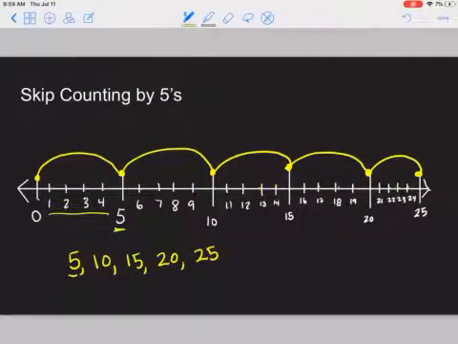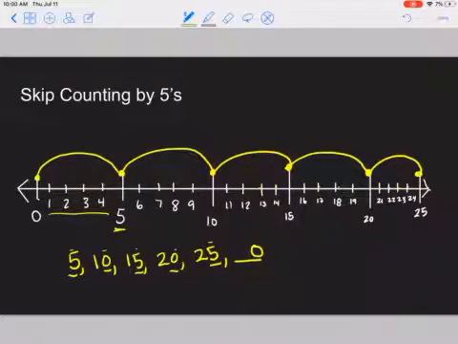We have 5 in the ones place, 0 in the ones place for 10, 5 in the ones place for 15, 0 in the ones place for 20, 5 in the ones place for 25. What's your prediction about what would be in the ones place in the next number? We have a 5, a 0, a 5, a 0, a 5. That's right, it's going to be a 0.